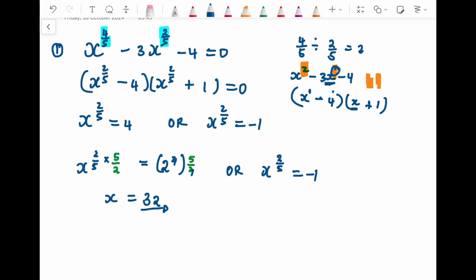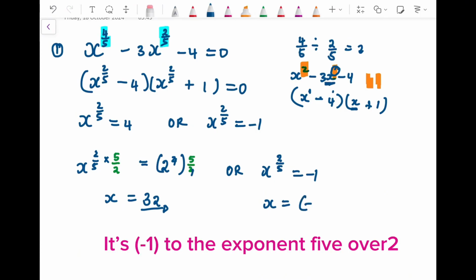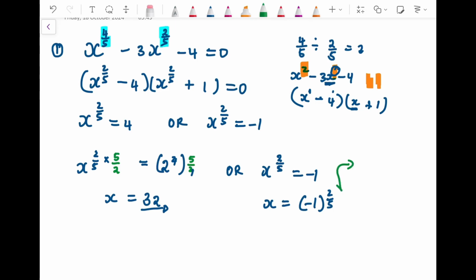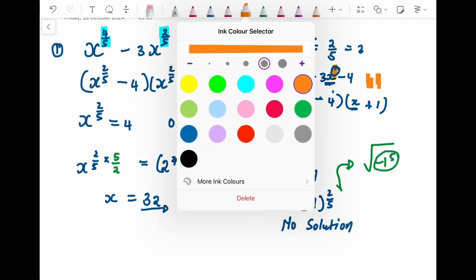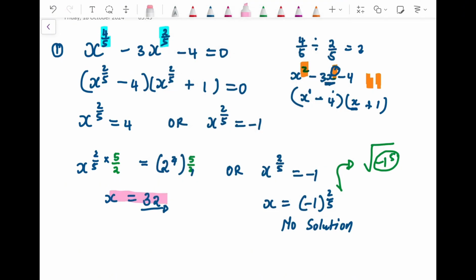And then we have, or x to the exponent 2 over 5 is equal to negative 1. Again, we multiply by the reciprocal on both sides. So we are going to have x is equal to negative 1 to the exponent 5 over 2. Now, if you check this one here, this is the same as having the square root of negative 1 to the exponent 5, which will be non-real. So with this one, there will be no solution. Then we are done with number 1. So the only solution here is x is equal to 32.